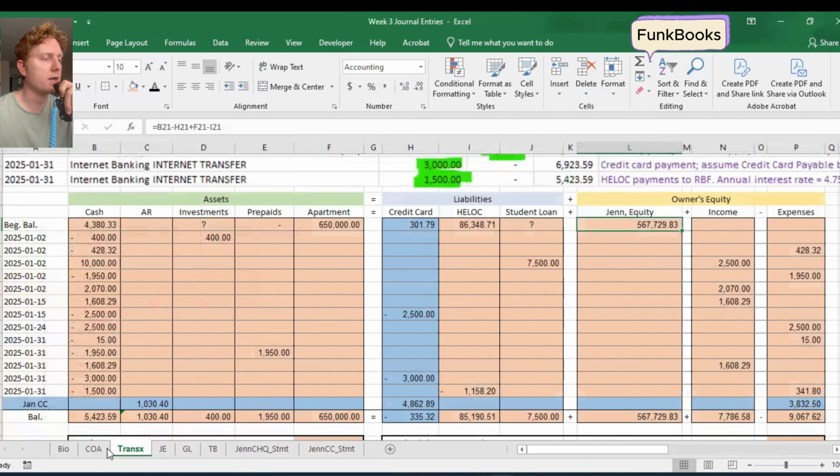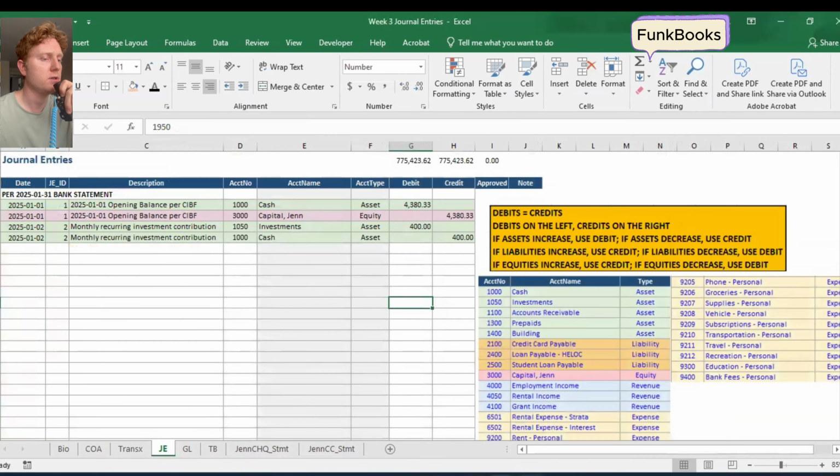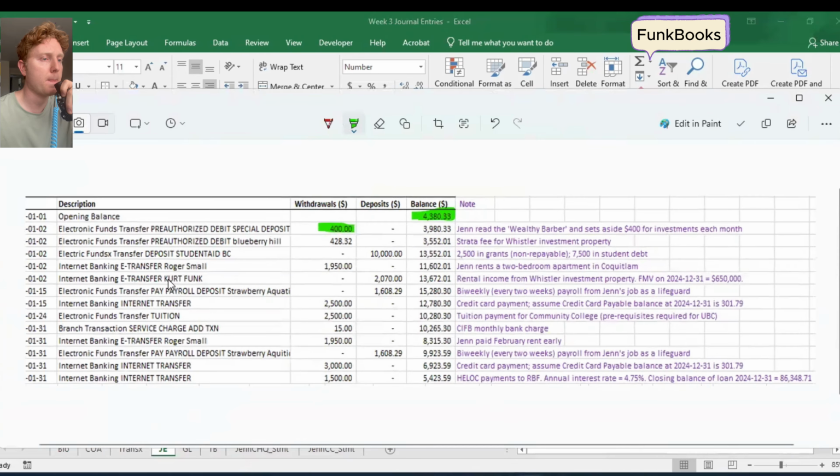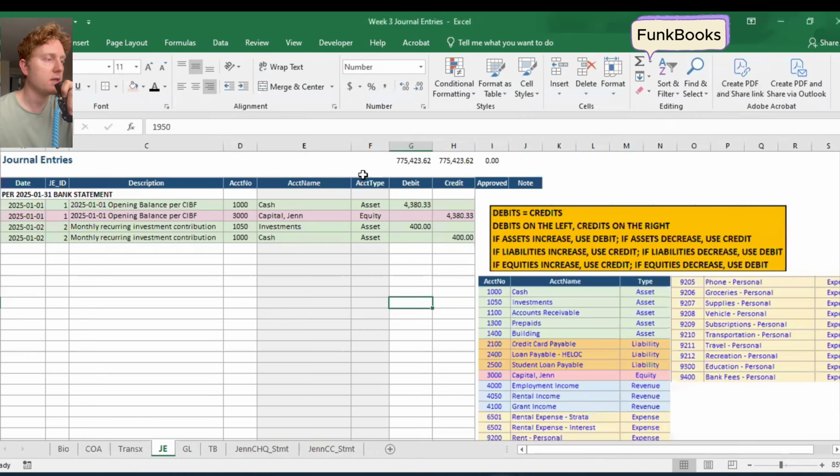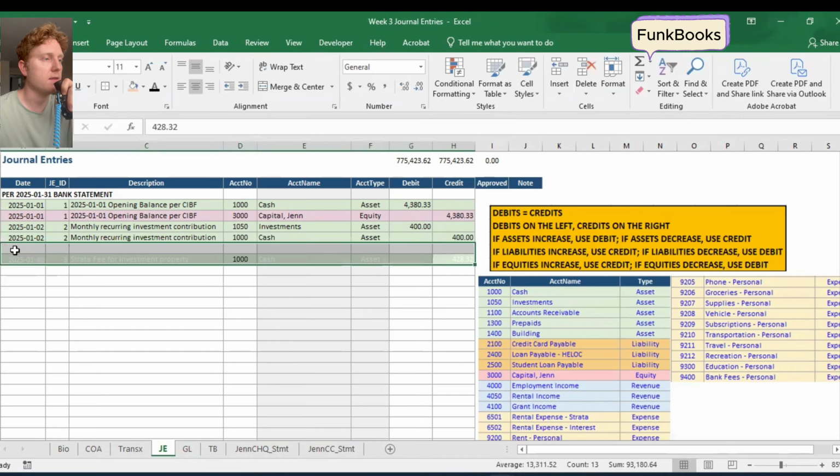Okay, so flipping back to our journal entries, let's continue. All right. Next one, we have the strata fee for the Whistler investment property. So again, the easy thing to think about is what's happening to cash, right? We are paying cash. So if we put the account number for cash, we can see that cash is going down. We are crediting cash, right?